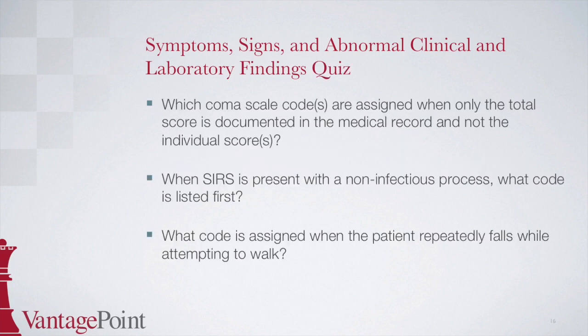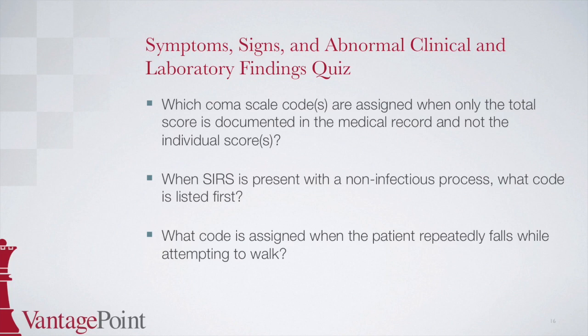Now it's time for our quiz. Our first question is which coma scale code or codes are assigned when only the total score is documented in the medical record and not the individual scores? The second question is when SIRS is present with a non-infectious process, which code is listed first? The final question is what code is assigned when the patient repeatedly falls while attempting to walk? You can pause the webinar to write down your answers and then hit play to find out if you were correct.